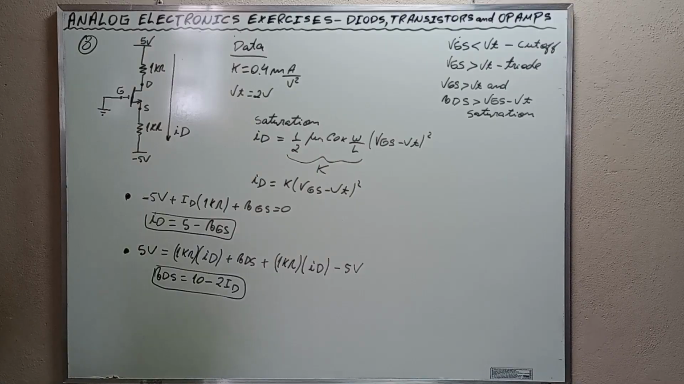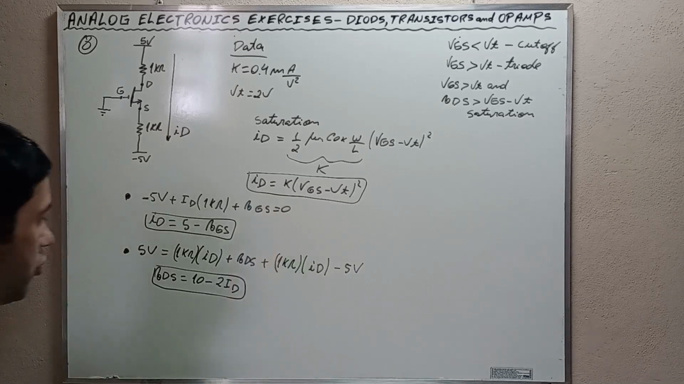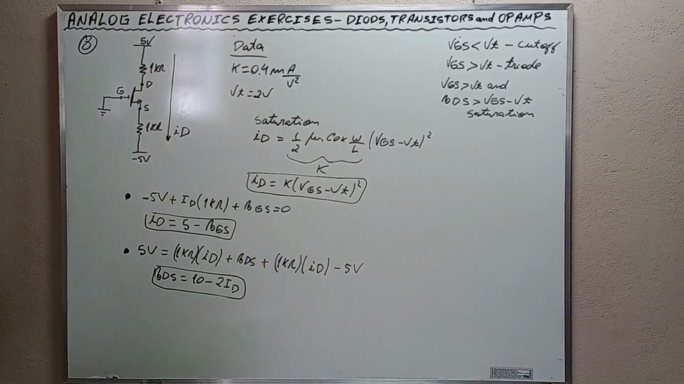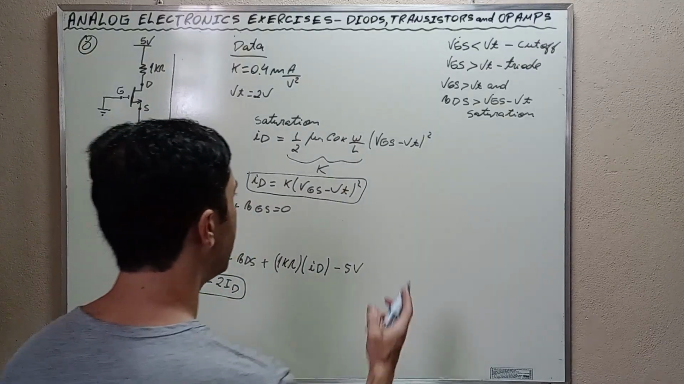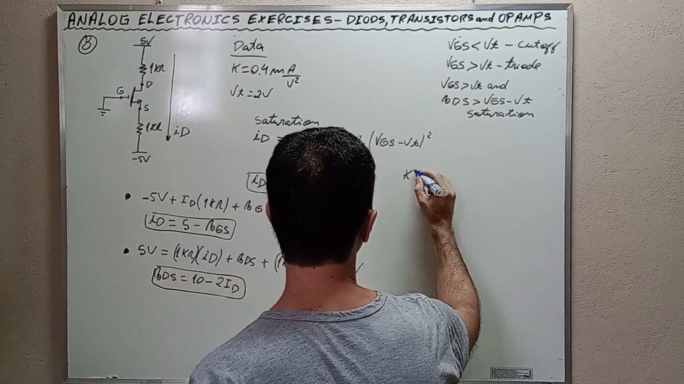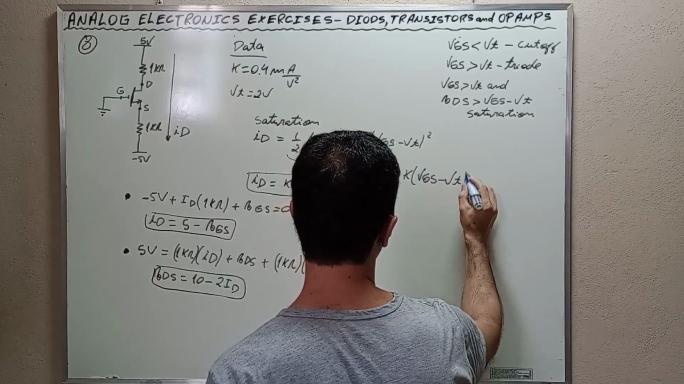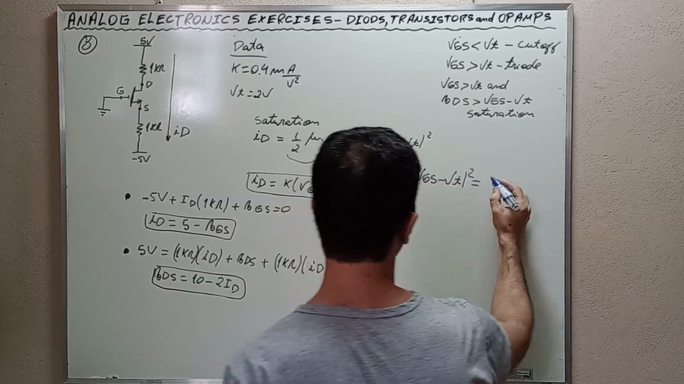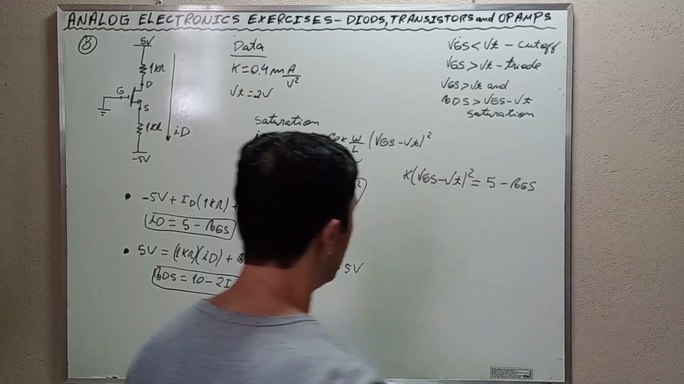Alright, we have these 3 expressions here. We are going to use them to calculate what the exercise wants us to calculate. We can equal them, we can equal this to this. It's then K times VGS minus VT squared equal to 5 minus VGS. Alright?